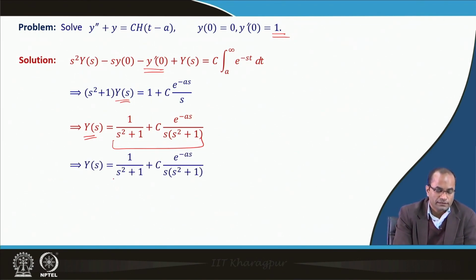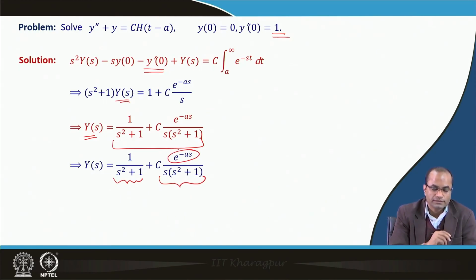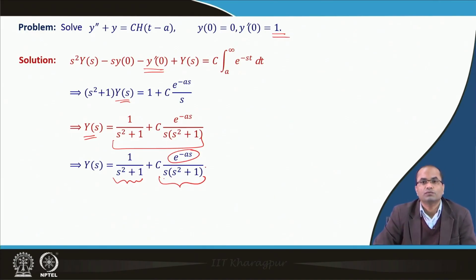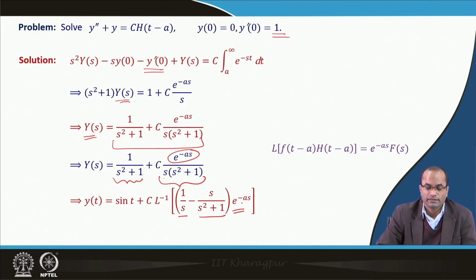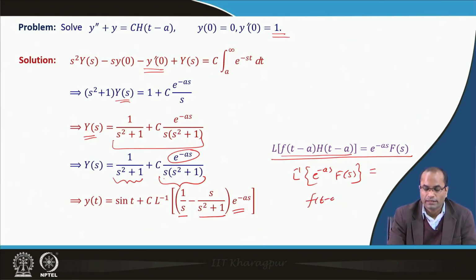And then we can go for the inverse. So, after taking the inverse here, it is clear it will be sin t, and now here we have e power minus as, and then we have s square plus 1. So, we have to first go for partial fractions. For instance, it is 1 over s minus s over s square plus 1, and then e power minus as. So, we have to deal now with how to get the inverse. Remember the shifting theorem, where the L inverse of e power minus as F(s) will be just f(t minus a) times h(t minus a). This is the inverse here.